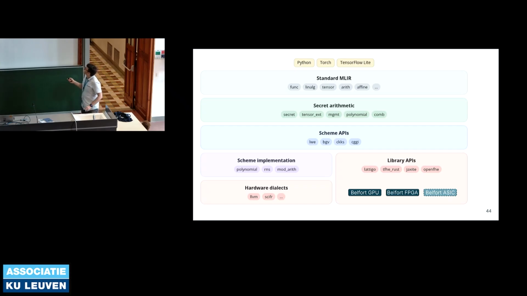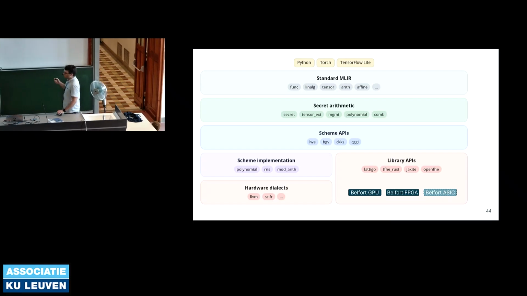These are the same dialects that you've seen in the previous presentation, because it's the same framework. Torch to MLIR to the secret arithmetic to the scheme, and then you can exit. And usually, if you write CKKS, Lattigo or OpenFHE are going to be your target libraries. But now you can also target the Belfort GPU, the Belfort FPGA, and eventually the Belfort ASIC as well.